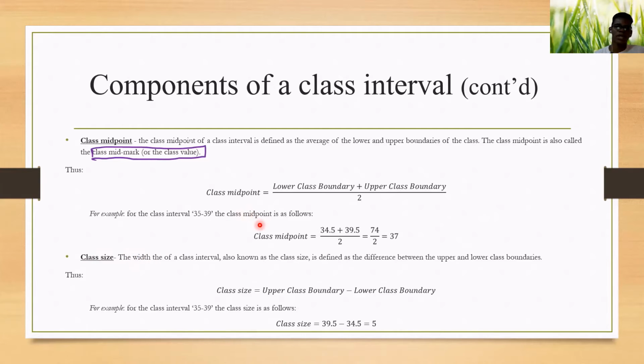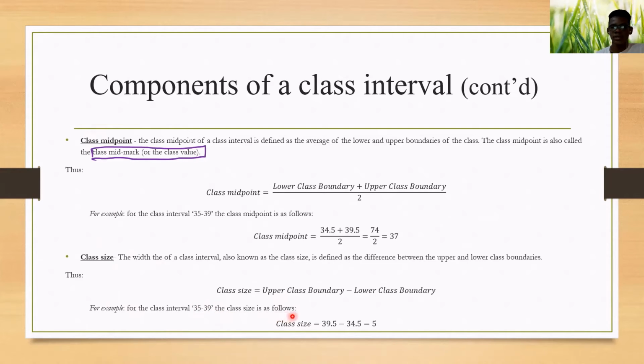Good. So the class size is the width of the class. The class size, also known as the class width, is defined as the difference between the upper and lower boundaries. Just subtract the lower boundary from the upper boundary. So the class size is equal to upper boundary minus lower boundary, and that will give you the class size. So far we're using our upper and lower boundaries to get our class midpoint and our class size. And the example here is again the class interval 35 to 39.